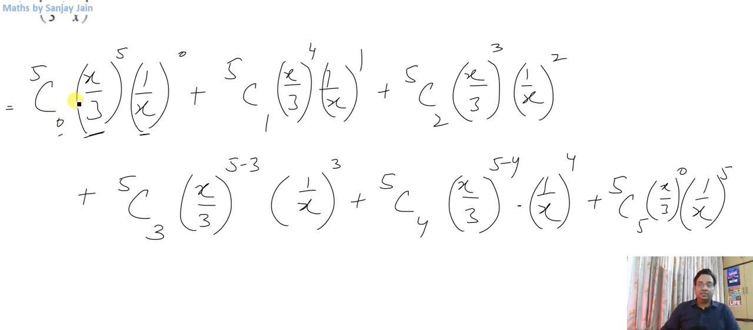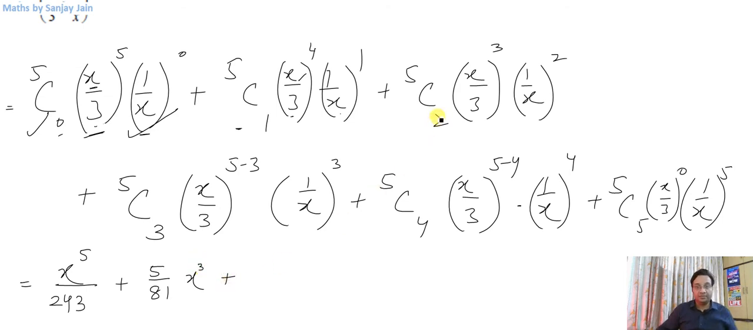So let's write it in a simplified manner. This is 1. This is x raised to power 5 by 3, because this is also 1, right? So x raised to power 5 by 3 raised to power 5. 3 raised to power 5 is 243. So x raised to power 5 by 243. This is 5, and this is 3 raised to power 4 in the denominator, which is 81, right? 5 upon 81, and x raised to power 4 by x, so x raised to power 3. This looks like a simpler one.